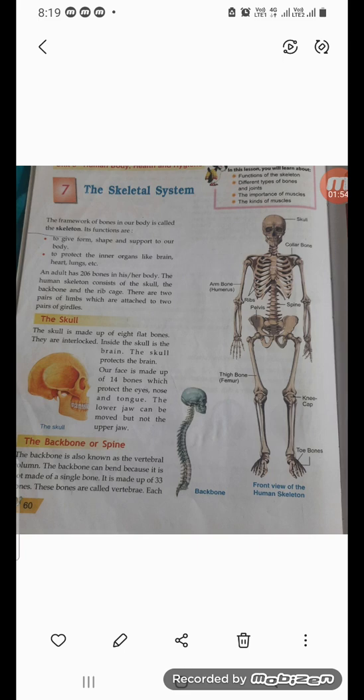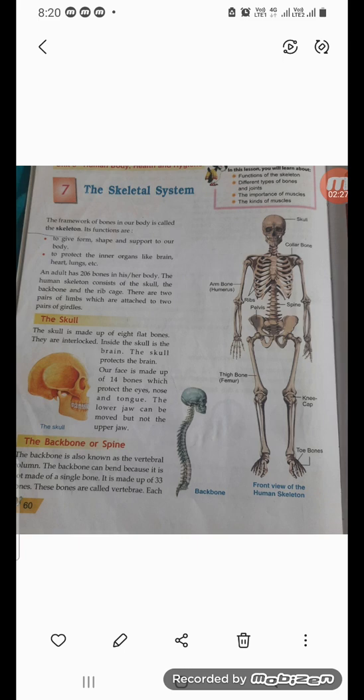Each one of you knows. They have got 8 flat bones. All are interlocked. मतलब ये जो स्कल जो आपको दिख रहा है वो अलग 8 बोन्स है. They are being interlocked. एक दूसरे से लॉक हुआ है. Inside the skull is the brain and our face is made of 14 bones which protect the eyes, nose and tongue. The lower jaw can be moved. The upper jaw cannot be moved. ये आपको पता है. नीचे के जॉ को हिला के देखो आप, आपका हिल जाएगा, बट ऊपर के दांत वाले पार्ट को जॉ को आप नहीं हिला पाओगे.